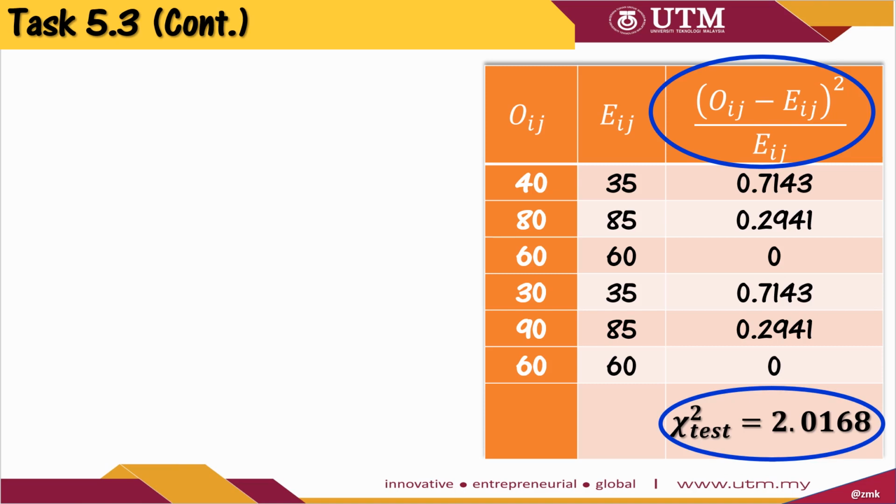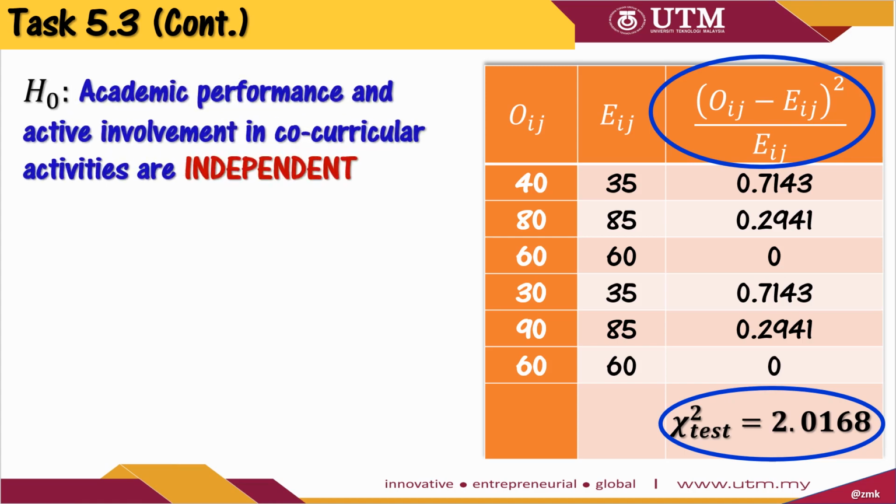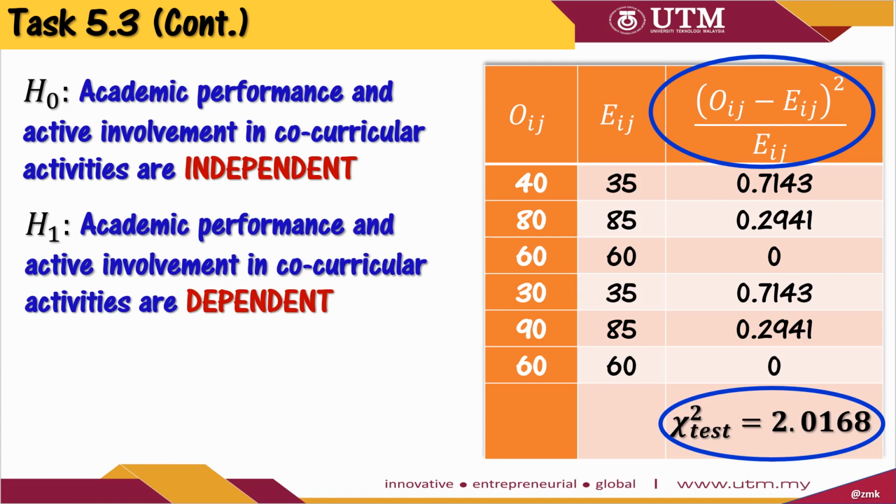Once you have calculated the test statistic value, please do not forget to write down the null hypothesis H0 and the alternative hypothesis H1. In this independence test, under H0, the two categorical variables, which are the academic performance and active involvement in the co-curricular activities, are independent, whereas under H1, the two categorical variables are dependent.